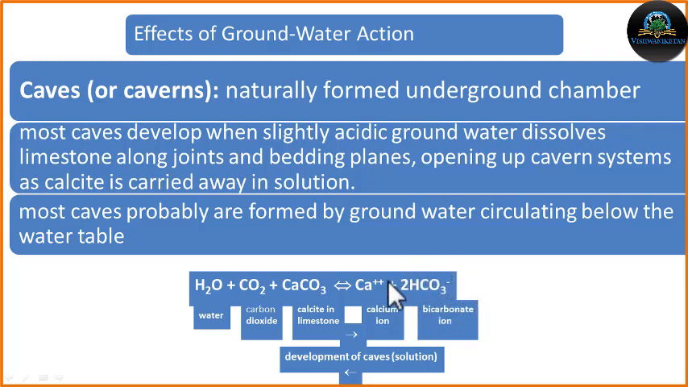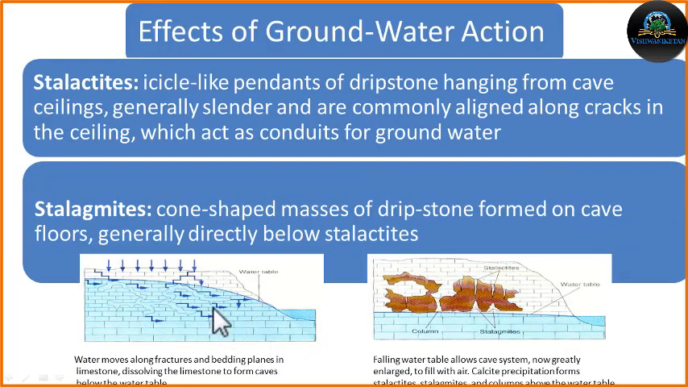When this bicarbonic acid, or the water which we are thinking of, this may be H2O, but actually this is the bicarbonic acid, when it seeps down again from the ceiling of the caves, then it may again precipitate calcium. This reaction is the development of the caves, and when we go from the bicarbonate ion plus calcium ion, this may be the precipitation of calcium carbonate again. We can understand nicely over here.